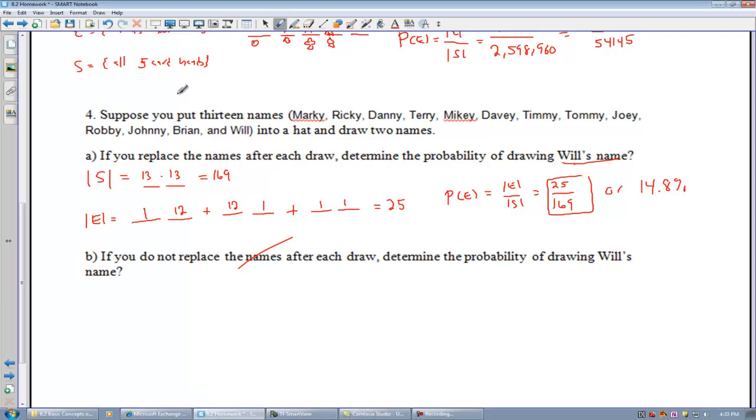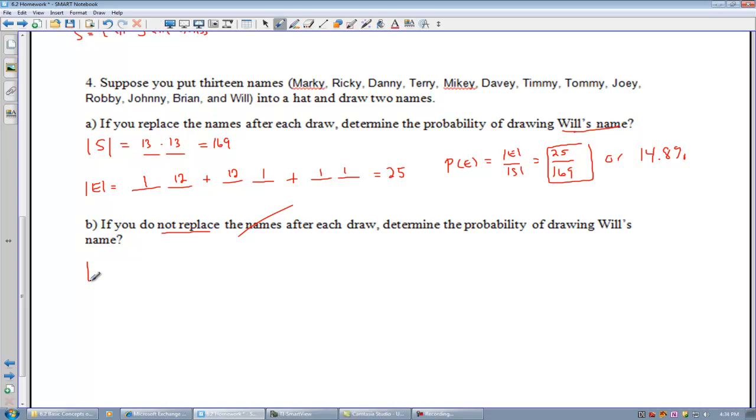So the next piece says, now if you do not replace the names after each draw, determine the probability of drawing Will's name. So the number of things in our sample space is going to change. Why is it going to change? Because we're not replacing. So things like Marky Marky can't happen. So what we have, again, is 2 spots. We have 13 choices for the first spot. And then how many choices do we have for the second? Not 13, but 12. You can take 13 times 12 on your calculator, and you'll see that's equal to 156. So now we have 156 things in our sample space. So that certainly is going to change this denominator, 169.